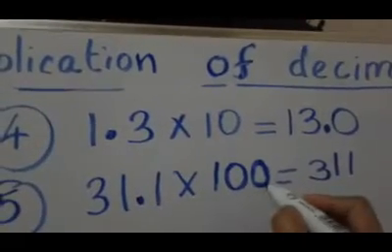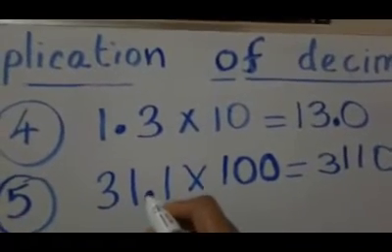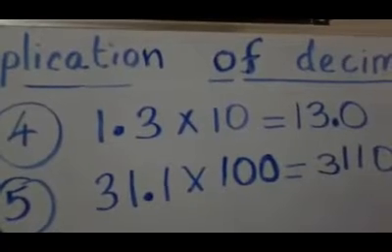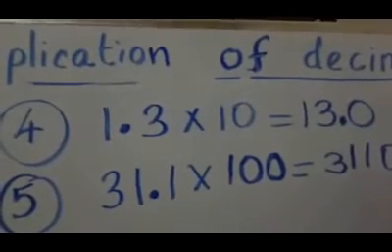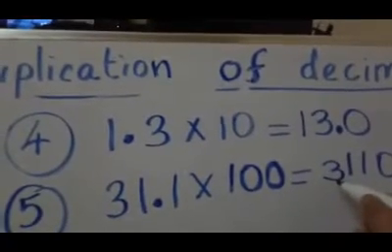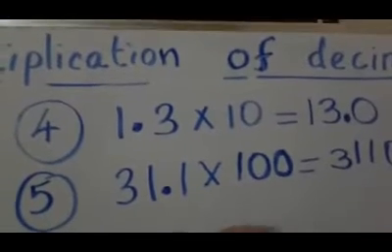After that, how many zeros are there? 2 zeros. Write 2 zeros. Then after the decimal, only one place, you can see only one place. So from the back side, one place, then put the decimal. You will get 3110. Okay.